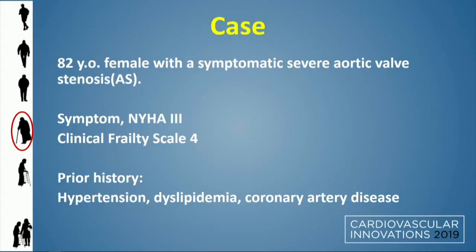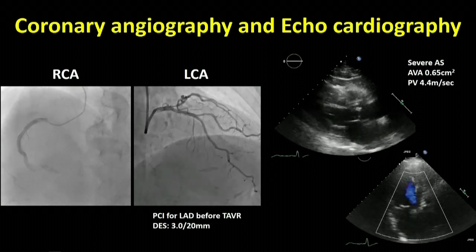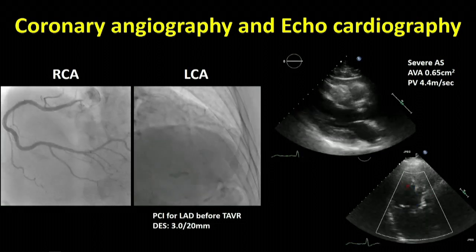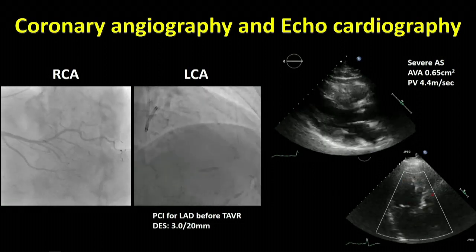The case is an 82-year-old female. She has symptomatic severe aortic valve stenosis, NYHA 3, clinical frailty scale of 4. She has hypertension, dyslipidemia, and coronary artery disease. Coronary angiography and echocardiography are shown here.